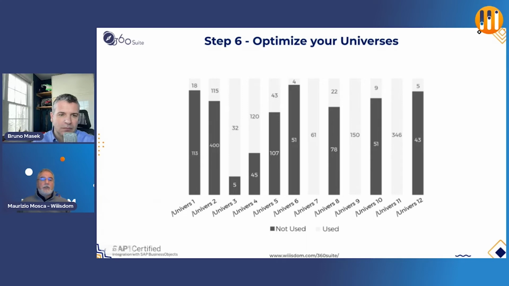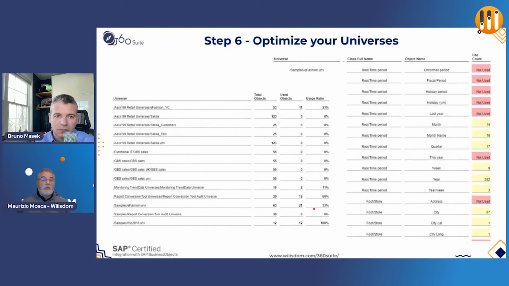You can check which universes are actually being used, which ones are not, and within those universes, which objects are being used, which ones are not. And again, that could be a good starting point towards either removing redundant universes or removing objects, because, again, less maintenance, less things to worry about when it comes down to testing, for example.